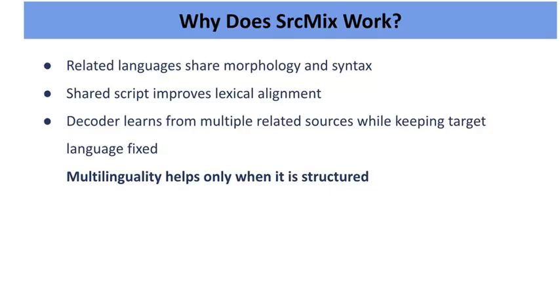Now the question arises: why does source mix work? It works because multilinguality helps, but it's not that any naive multilinguality will help. You have to take care of related languages that share morphology and syntax, have a shared script, and the decoder learns from multiple related languages while we keep the target fixed.